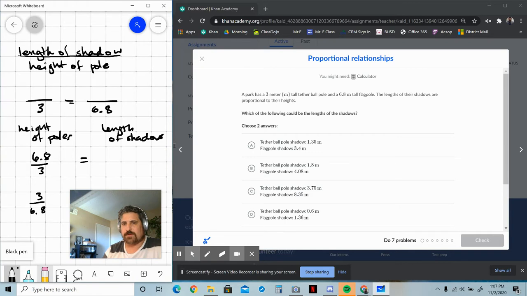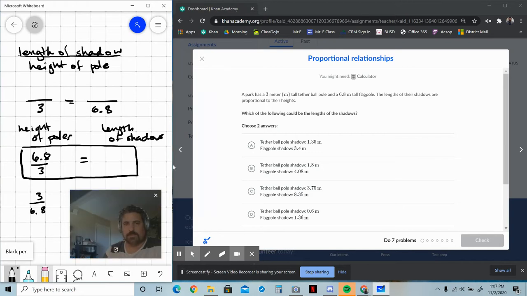So it says, which of the following could be the length of the shadows? And here it has the tetherball pole shadow and the flagpole shadow. I think the easiest way to analyze it is to use this model right here, because you have the height of the poles compared to the length of shadows, and the two ratios have to stay the same. The top one is the longer one, and obviously the longer one is the flagpole. So flagpole on top, tetherball on bottom. Everything related to the flagpole goes on top, everything related to the tetherball pole goes on bottom.